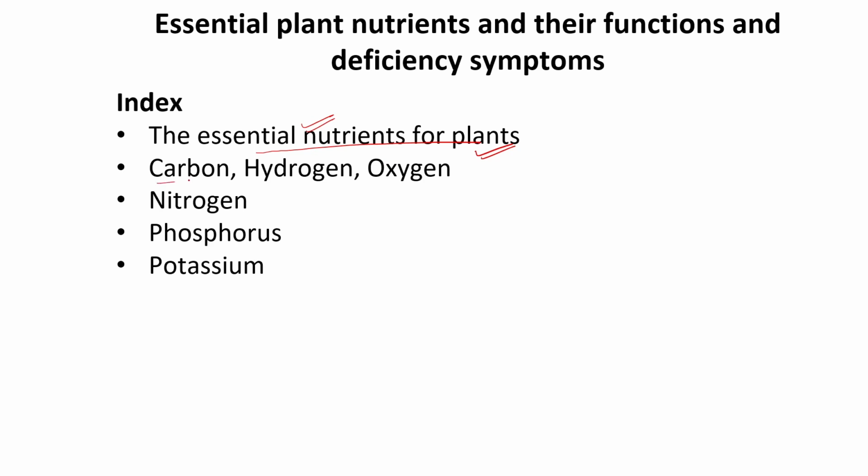We are going to study carbon, hydrogen and oxygen required by the plants. The three important nutrients required by the plants are nitrogen, phosphorus and potassium. We are going to cover the essentiality of these particular elements, their functions, and the deficiency symptoms. So that we are going to cover in this particular session.